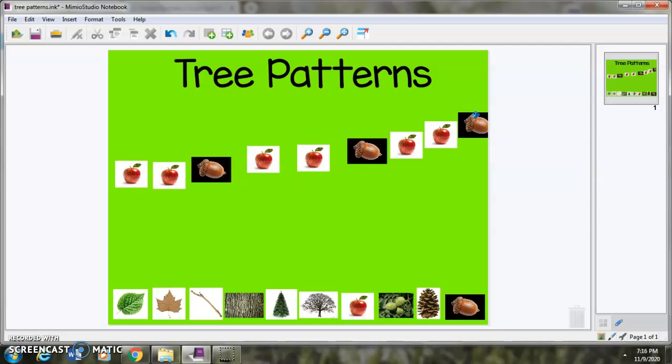So this is a pattern. If you said yes, you are right. Now sometimes we call these tricky patterns because usually in preschool we like to stick with two things like I did before, green leaf, stick, green leaf, stick. This time I used two things, but I made the apple in there twice. So I went apple, apple, acorn. Apple, apple, acorn. Apple, apple, acorn, but it's still repeating, so that makes it a pattern. Do you know what would come after this acorn if I had more room? If you said apple, you're right. I'd put an apple, and then an apple, and then another acorn.